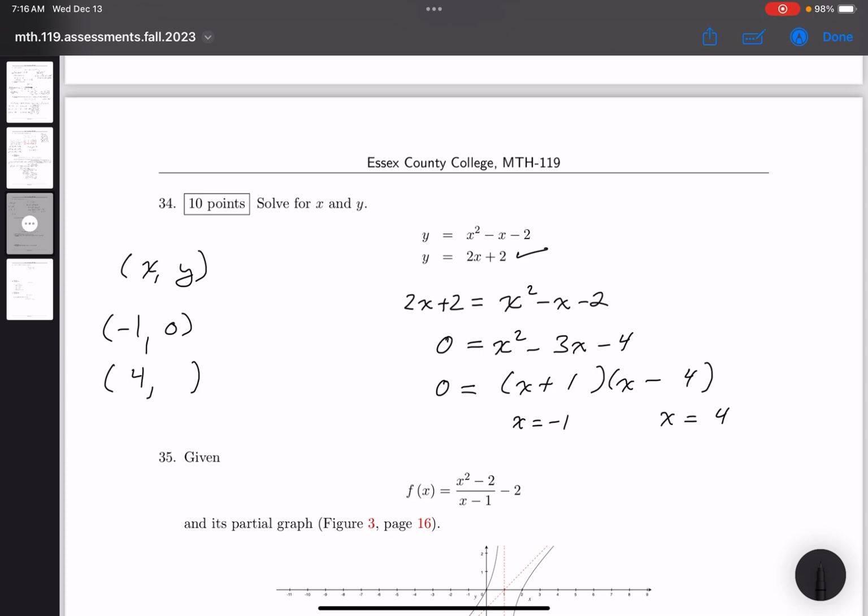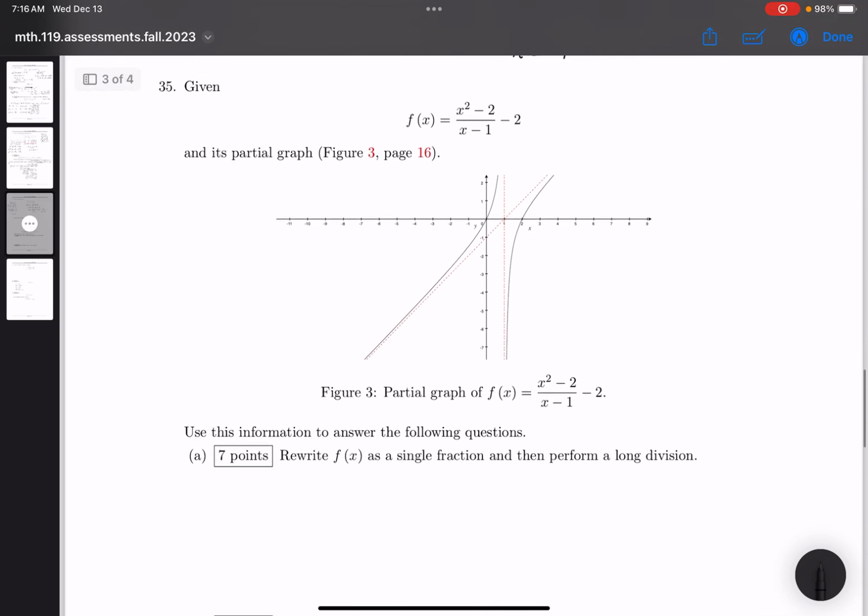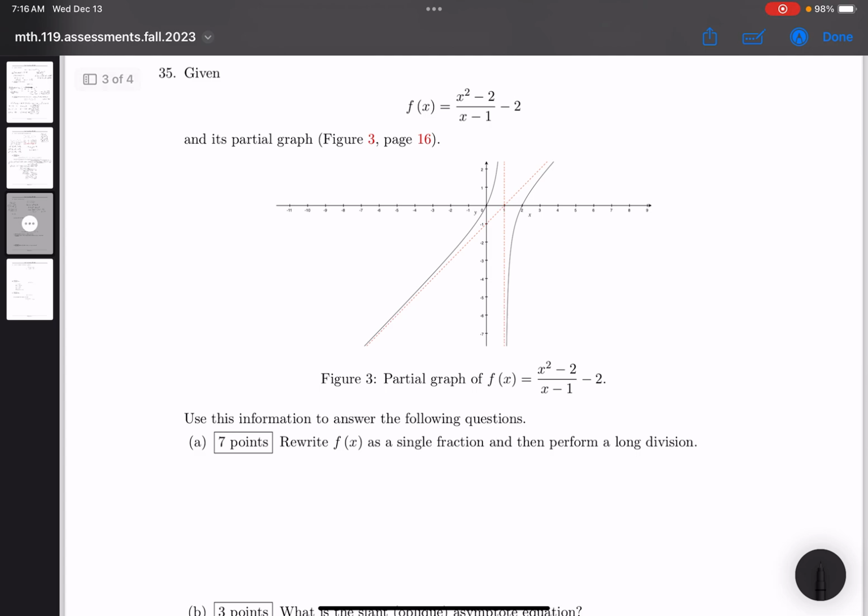So we plug the 4 in, and again, I'm using that second equation. 2 times 4 is 8. 8 plus 2 is 10. If you want, you can check it. How do you check it? Check it, make sure it satisfies both of those equations. All right, number 35, they say rewrite f of x as a single fraction and then perform the long division.